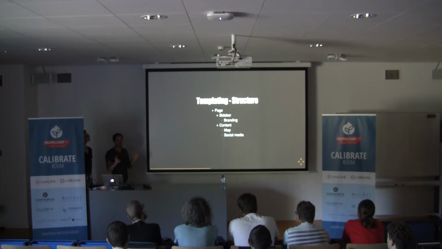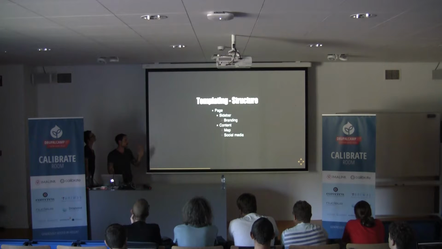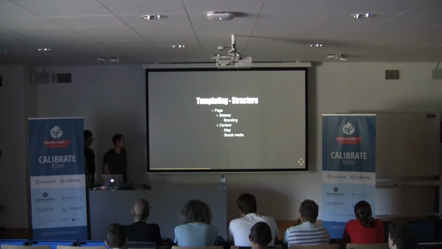We have only one page on our website, which is the map. And we have implemented a nested templating structure with a page template, which has a sidebar and a content template, and the content has the map and the social media button templates. So this is our structure.